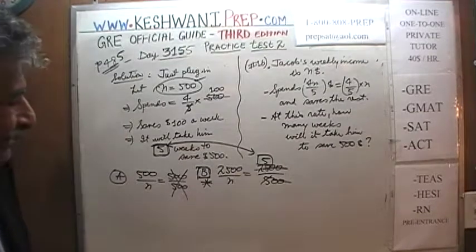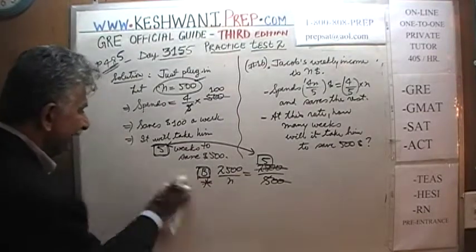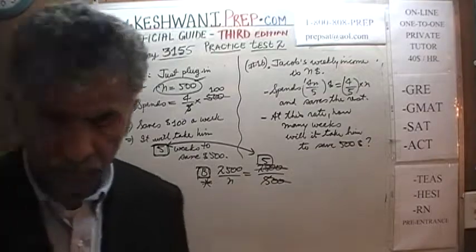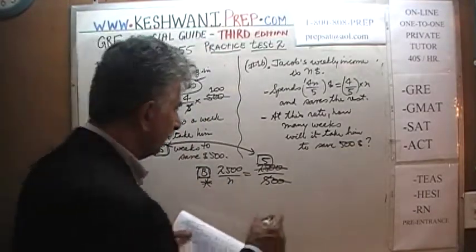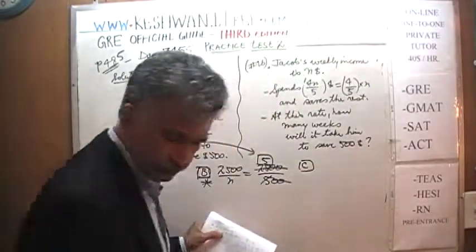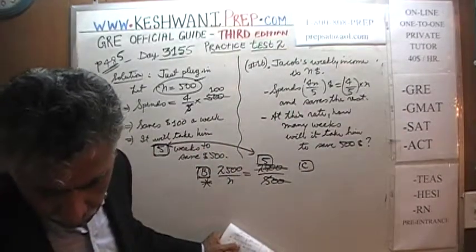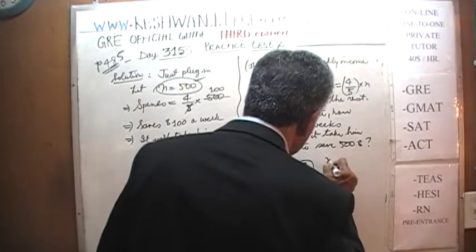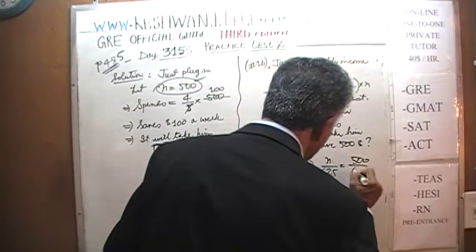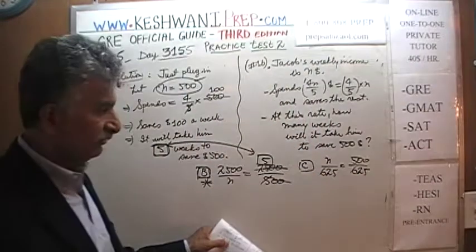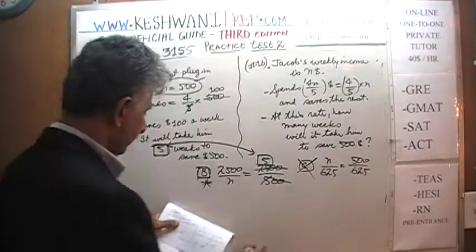And if you were to try out C, D, and E, you will see that C, D, and E will not work. Of course they will not work because you cannot possibly have two right answers. Let's look at C, just to satisfy your curiosity. C says N over 625, and clearly 500 over 625 is not going to give you 5.